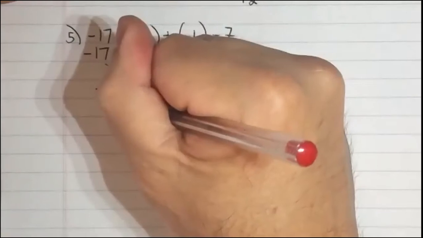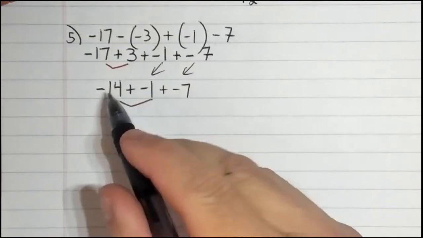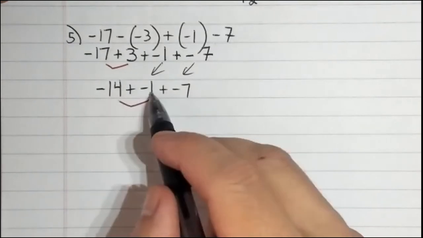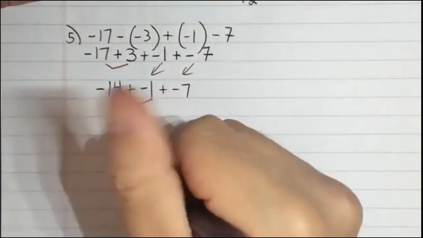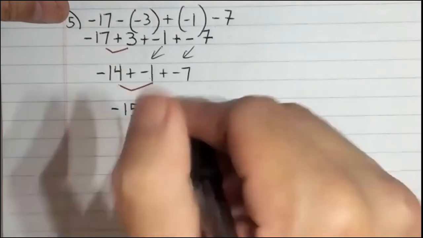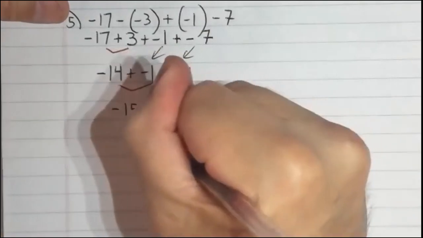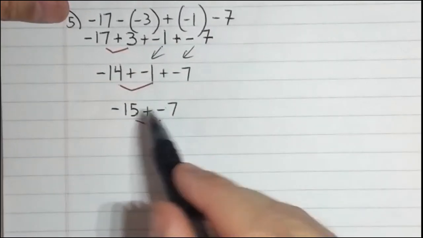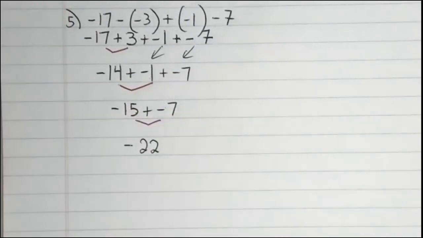My next step again is left to right. -14 plus -1. Signs the same or different? They're both negative, so they are the same. So I add 14 and 1, that gives me 15, and it'll stay negative, right? You add them and you keep the sign. So now I just move down the plus -7. That's the last thing I've got to do. And again, signs the same or different? They are the same. If they're the same, we add them and keep the sign. In this case, we would get a negative. So the answer there would be negative 22.